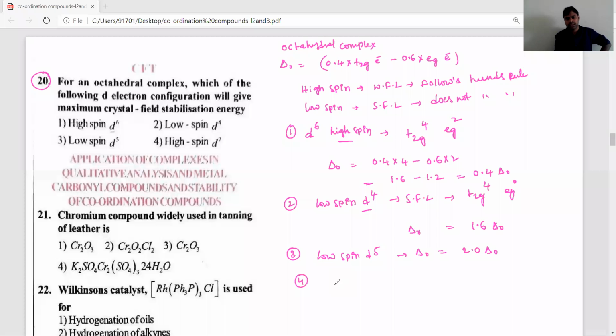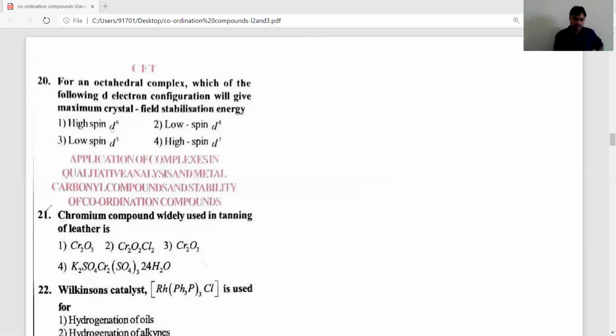Next, the fourth option is high spin D7. For high spin D7, the electronic configuration is T2G5 Eg2, which means delta naught is 0.4 into 5 minus 0.6 into 2, which is 2.0 minus 1.2, equal to 0.8. So the highest delta naught value is for the third option, low spin D5. Okay, next let's see the next question, dear students.